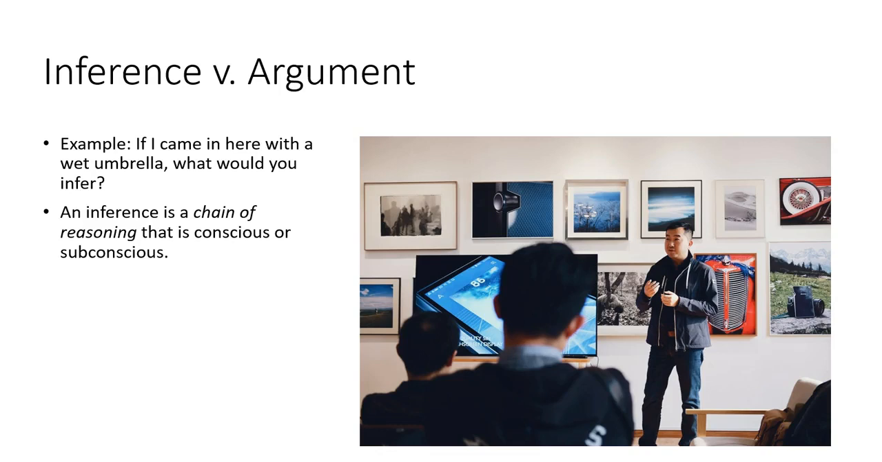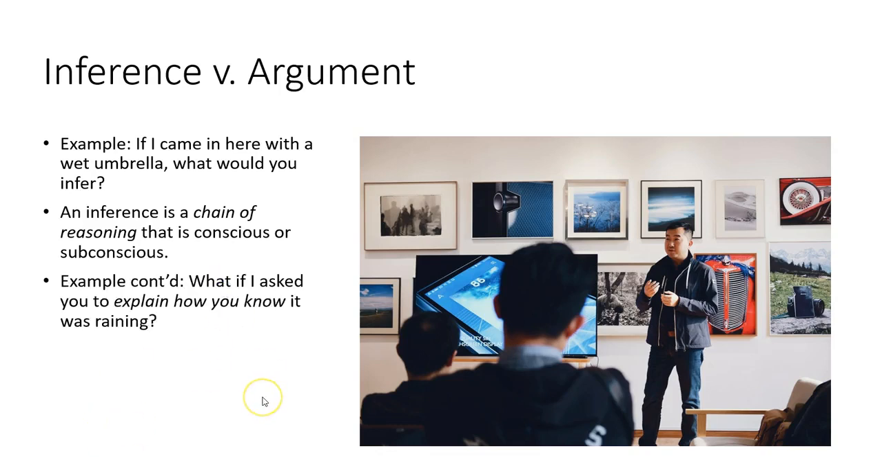That would be that chain of reasoning that happens in your mind, consciously, subconsciously, whatever. We're constantly drawing conclusions based on evidence in our world. But of course, we've been wrong before. So what if I said, how do you know that it's raining? Do you really know that it's raining just from the presence of my umbrella? Or is it just likely, right?